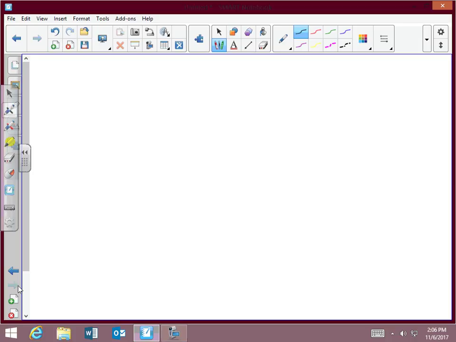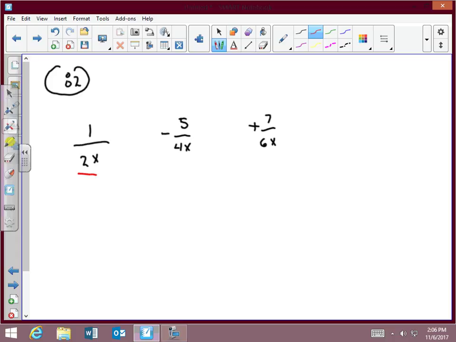Now if you look at 82, it says 1 over 2x minus 5 over 4x plus 7 over 6x. Now the first thing you want to do with each one of these denominators is prime factor. This one is prime factored. This one isn't. This has got to be a 2 squared x. This is not prime factored. It's 2 times 3x.